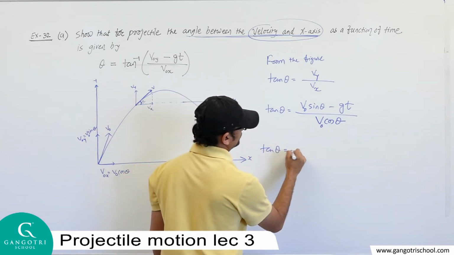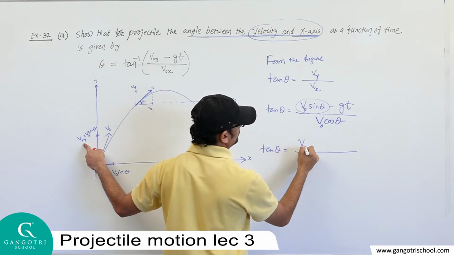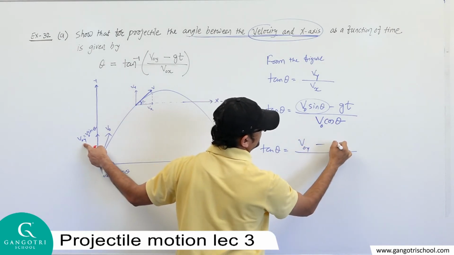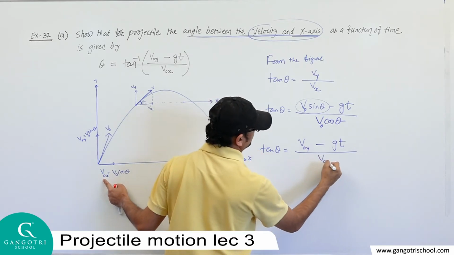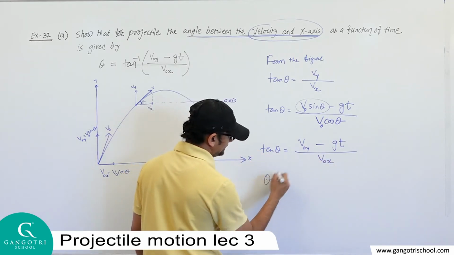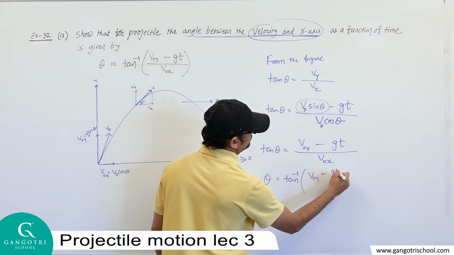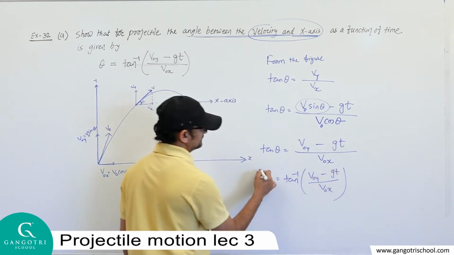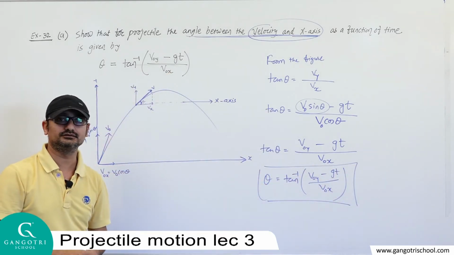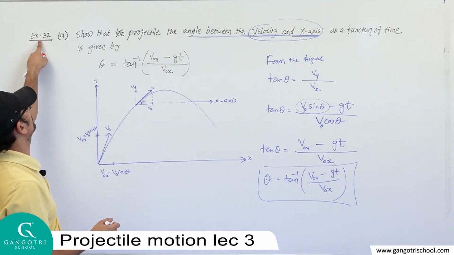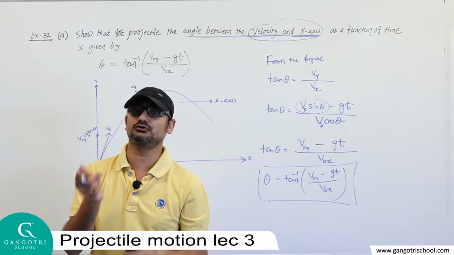So tan theta is equal to, now dear student, just observe, v0 sin theta is the y component of initial velocity, minus gt as it is. v0 cos theta, look at that, it's the x component of initial velocity, v0x. So finally theta is equal to tan inverse of v0y minus gt upon v0x. Hence it's proved. They ask us to derive this equation and it is proved. It's a very easy one. This is question number 32a. Now we calculate question number 32, exercise sum number 32, but B.